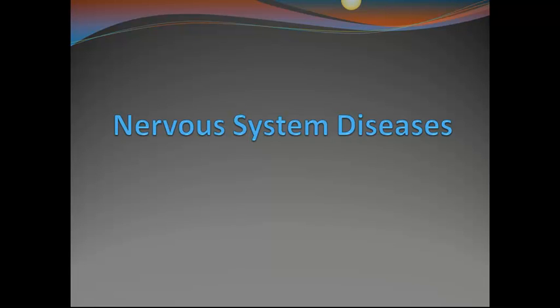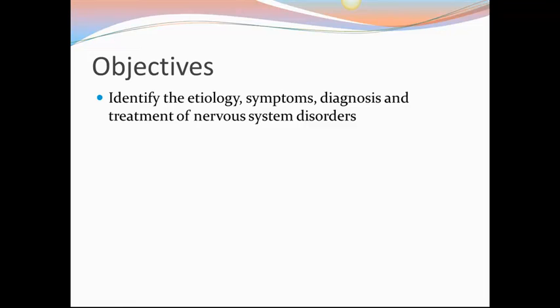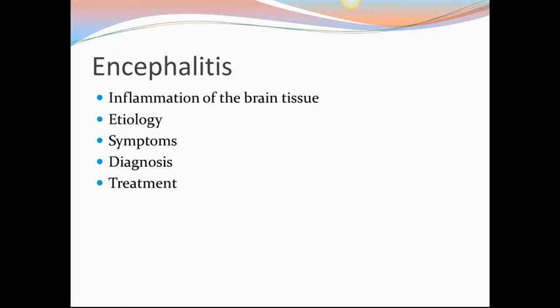Nervous System Diseases Lecture. In this lecture, we will identify the etiology, symptoms, diagnosis, and treatment of nervous system disorders. The first nervous system disorder we will talk about is encephalitis, which is the inflammation of brain tissue, or the white and gray matter of the brain.